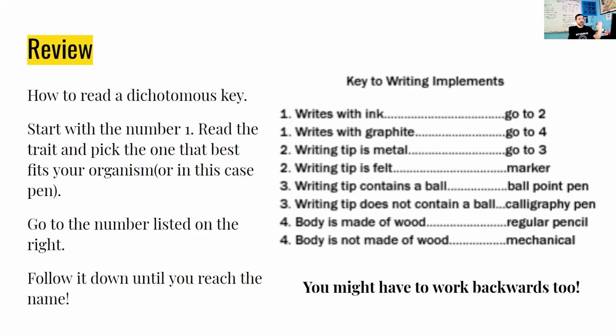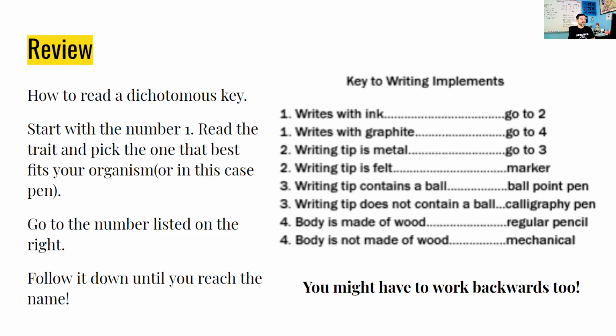And so what you'll do is you'll always start with number one. And in this case, here's a dichotomous key for writing implements. Here I've discovered a new writing implement, and I'm trying to determine how to classify it. And so what I'll start with is number one, it says, does it write with ink or does it write with graphite? Well, in this case, this writes with ink. So that tells me to go to step two.